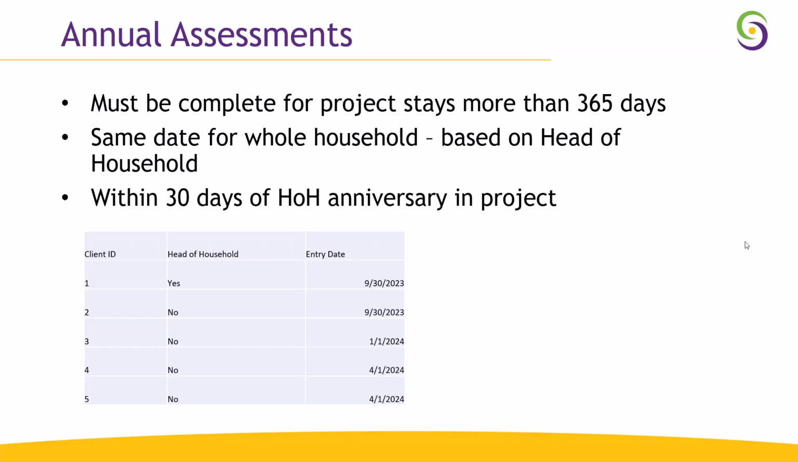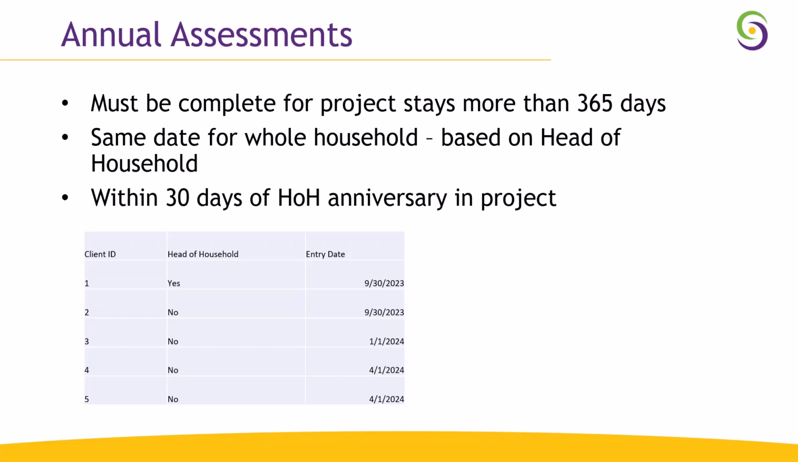So on the screen, we have a client. We have 5 clients in the family, and we see the client number 1 is the head of household with an entry date of 9/30/2023. We have a few other clients who've entered. Another one entered in the same day, but other clients entered in January and February of the following year.